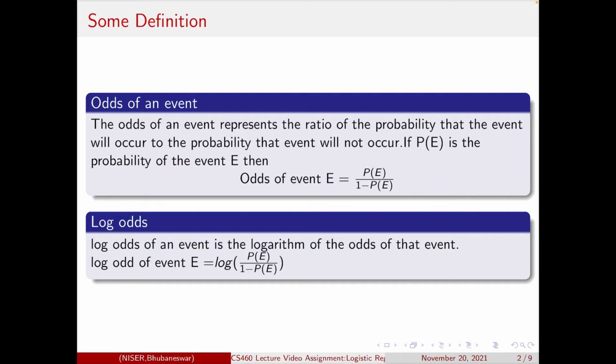Before going into logistic regression, we'll discuss some definitions. Odds of an event. The odds of an event represents the ratio of the probability that the event will occur to the probability that the event will not occur. If P is the probability of the event E, then the odds of the event E is given by probability of E divided by 1 minus probability of E. And log of odds is simply the logarithm of the odds of an event.